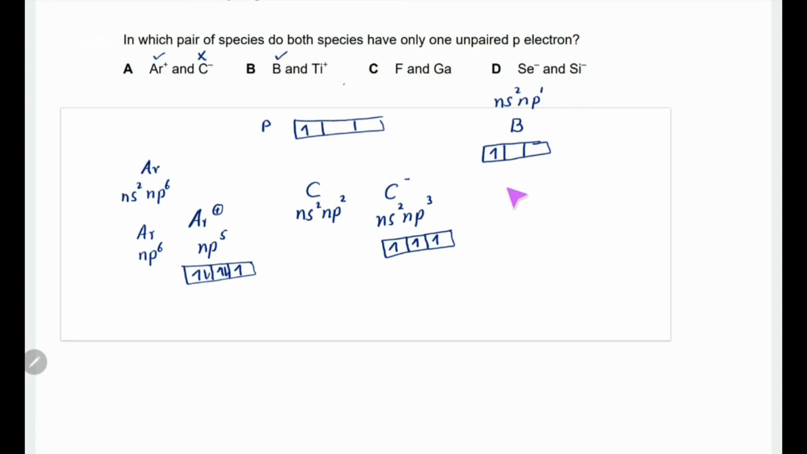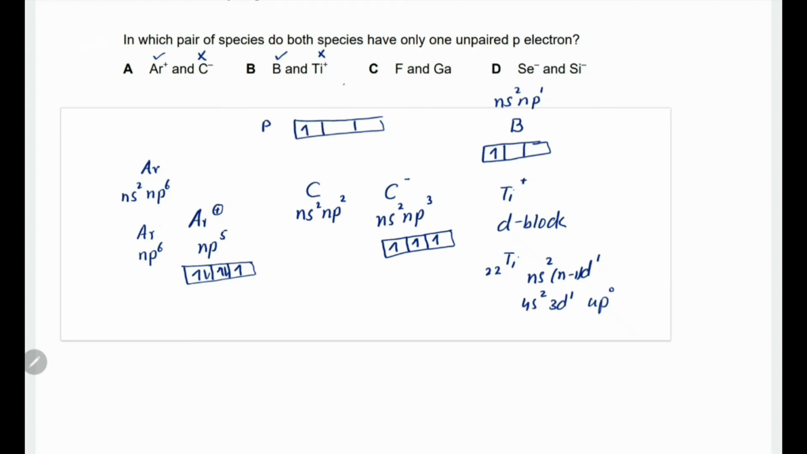Now titanium positive. First of all, titanium belongs to the d block elements, so we do not need to configure it. If you want to configure it, titanium has atomic number 22 and its configuration is ns2 (n-1)d2, so it has 4s2 and n-1 becomes 3, where n is the principal quantum number. So it is 3d2. When it loses its electrons, its p orbital, which is 4p, has 0 electrons. So it is not our choice.